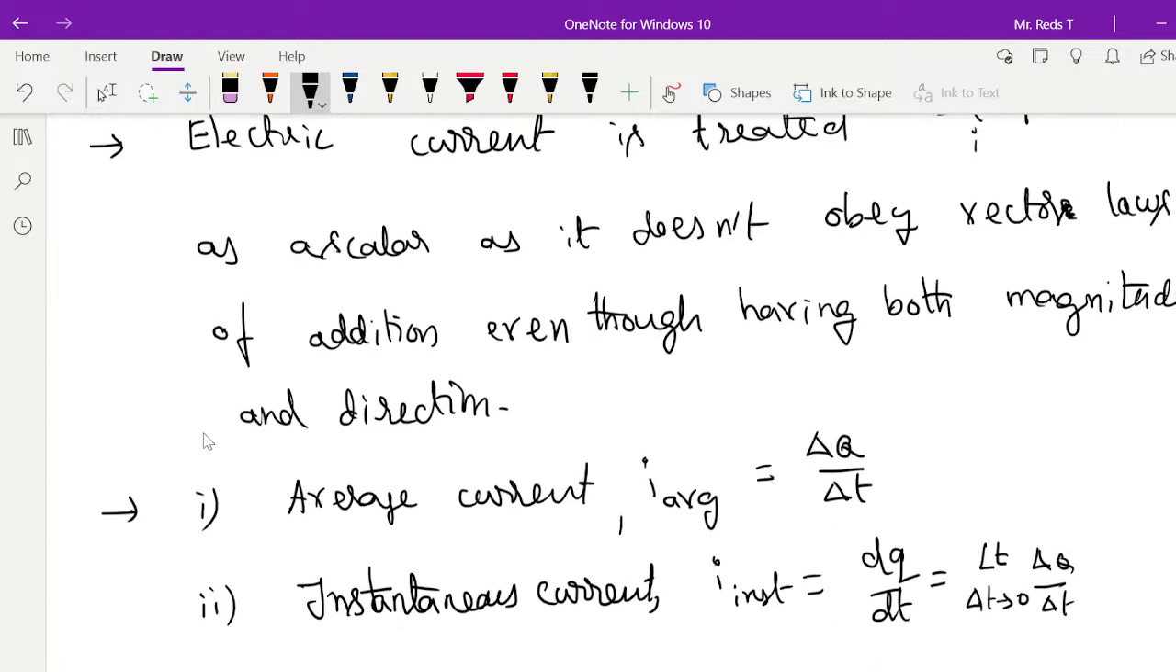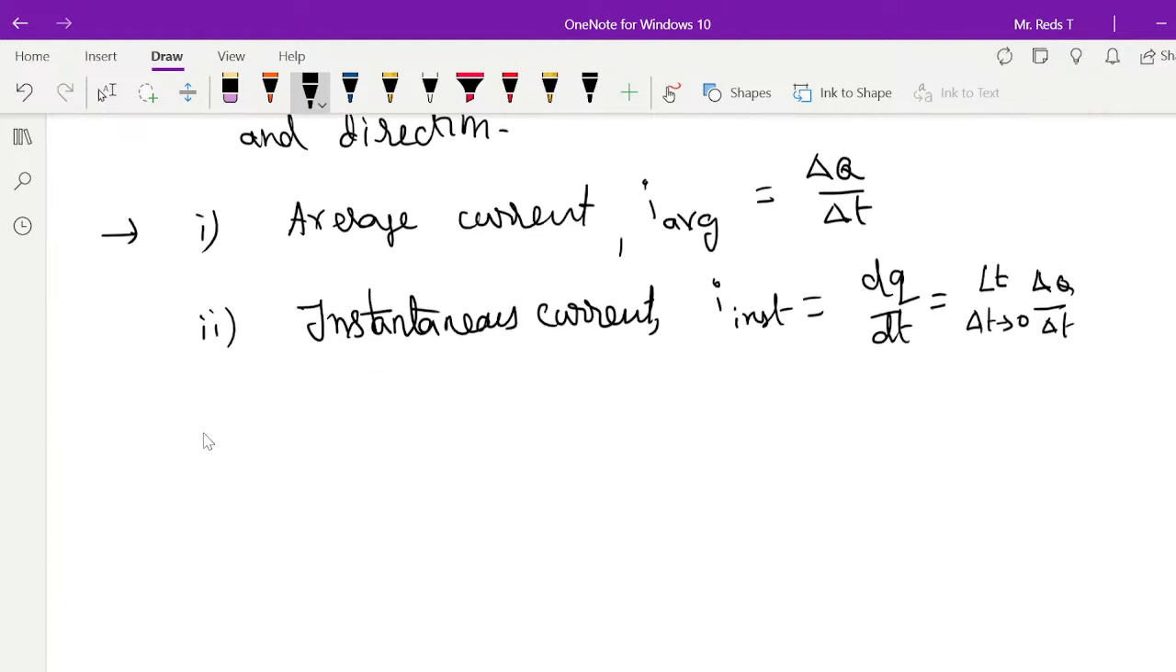Current can be classified into notations like average current and instantaneous current, and they are represented mathematically in this way, right? Some special cases also we may come across. Special cases. One such case we'll see now, then we'll continue later on.